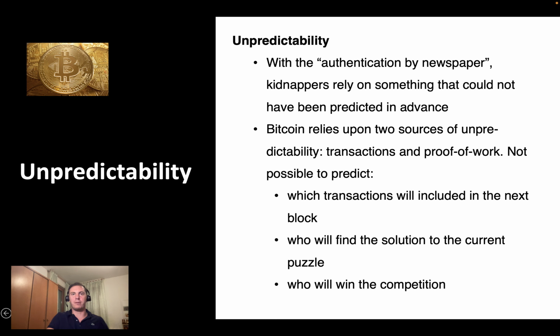And more importantly, you can predict who will find the solution to the current proof of work puzzle and what this solution will be. Keep it in mind, we need causality and we need unpredictability. We need that the block is linked to something that happened in the past to prove that it happened later, and we need unpredictability. We need that no one knows as it happens which will be the hash function and which will be the solution.